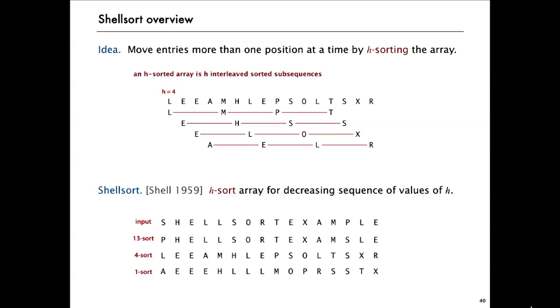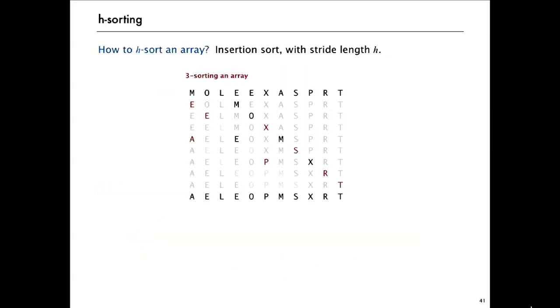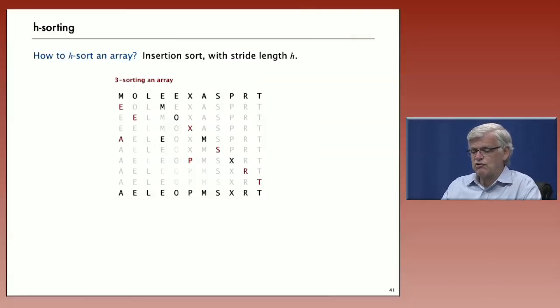This is one of the oldest sorting methods, invented by Shell in 1959. So in this case, it starts out with the input example shown, and then a 13-sort, a few items are moved, a 4-sort, a few more are moved, and then finally a 1-sort. And the idea is that each of these sorts can be implemented with only a few exchanges, given that the previous ones happened.